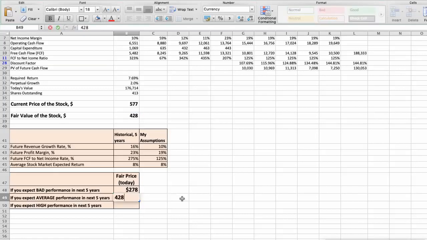Third scenario. Broadcom will have high performance in next 5 years, and we will use the following parameters in our calculation. Future revenue growth rate would be high, 12%. Future profit margin would be high, 22%. Future free cash flow to net income rate would be high, 150%. In this case, the fair value of the stock today would be $625.